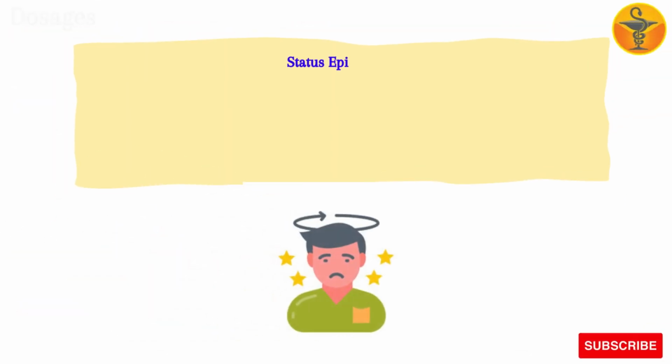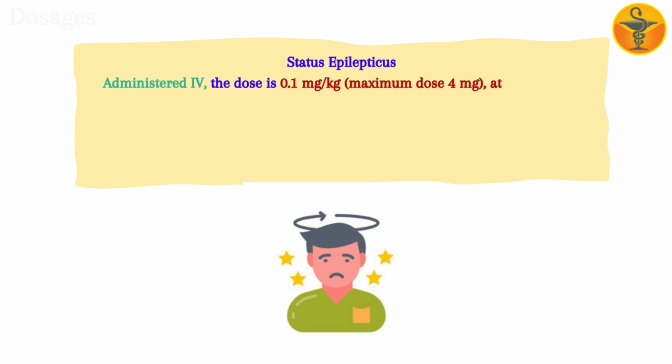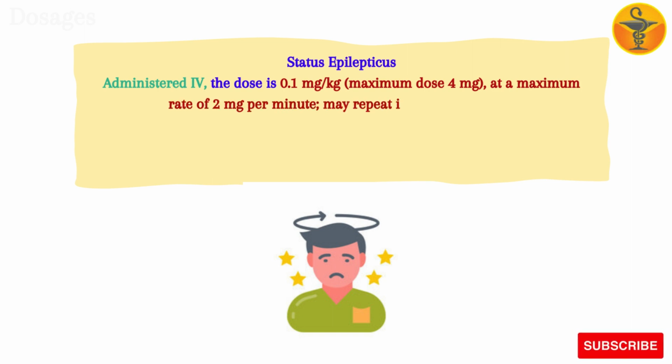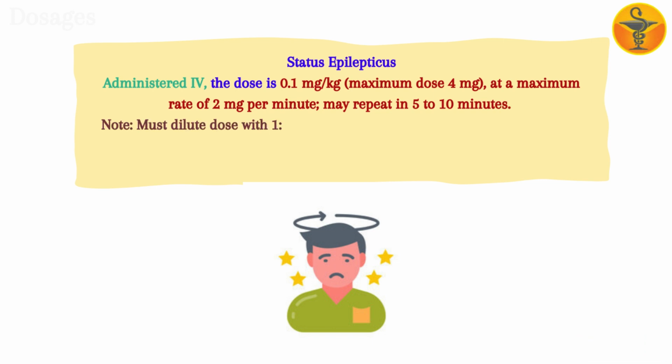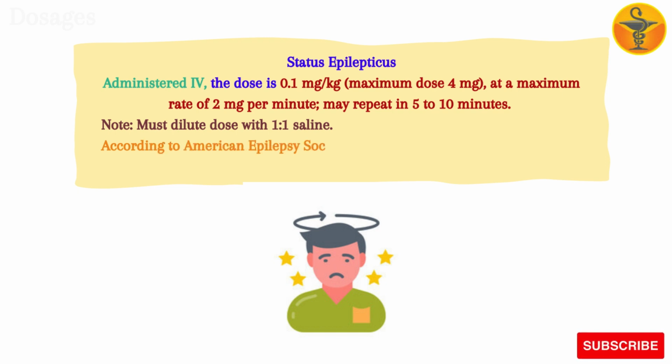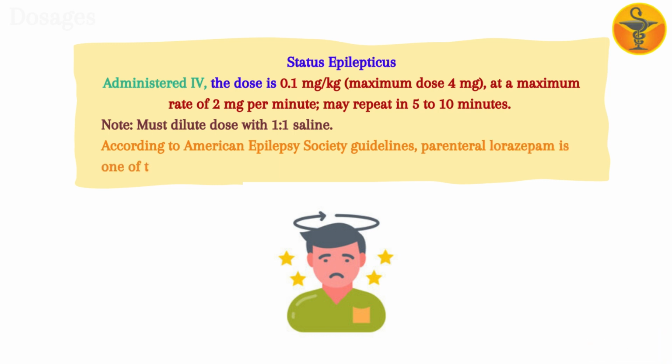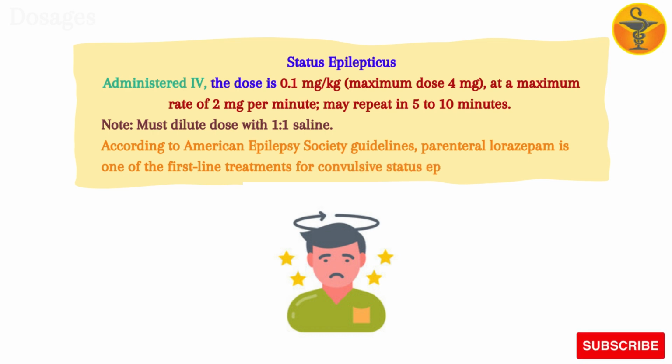Status epilepticus. Administered IV. The dose is 0.1 mg per kilogram. Maximum dose 4 mg. At a maximum rate of 2 mg per minute. May repeat in 5 to 10 minutes. Note: must dilute dose with 1:1 saline. According to American Epilepsy Society guidelines, parenteral lorazepam is one of the first-line treatments for convulsive status epilepticus.